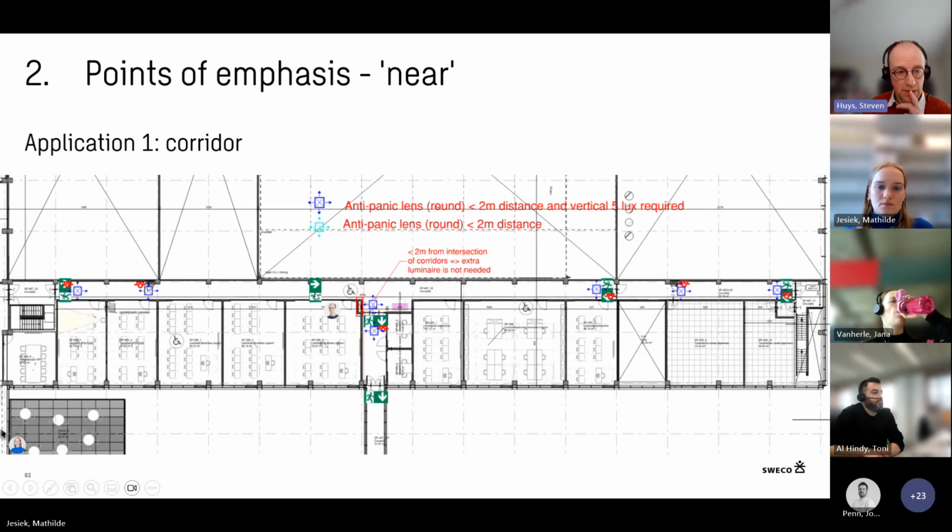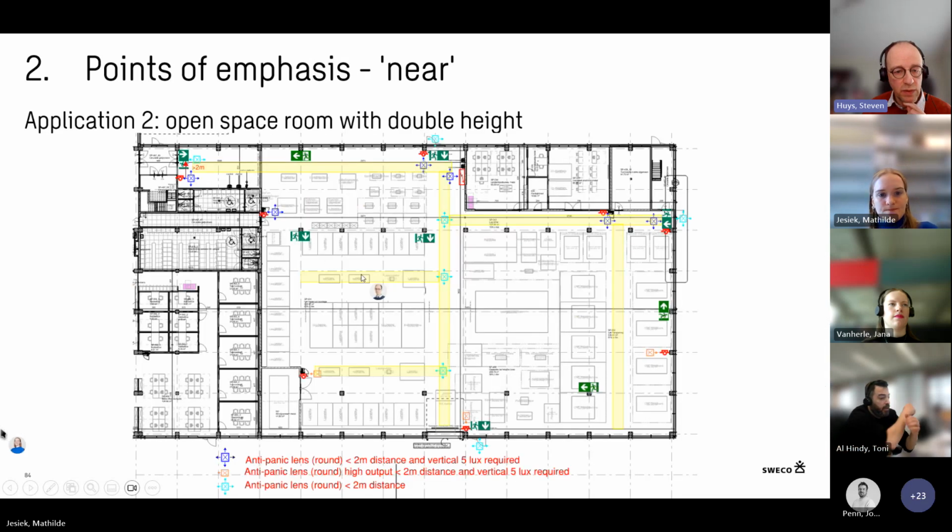Okay. So again, with the applications here, wait a minute, an extra luminaire is not needed here because we are within the 2 meters from the intersection of the corridors. So we have an intersection of corridors, but we already had the luminaire for the switchboard. So an extra luminaire is not needed here. The other points of emphasis are not applicable in this application, but in the other application we have them all.